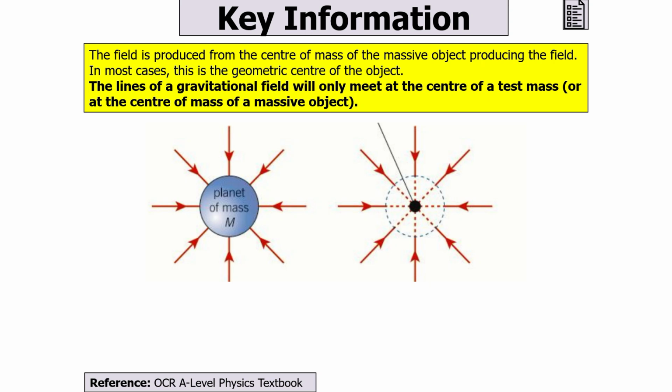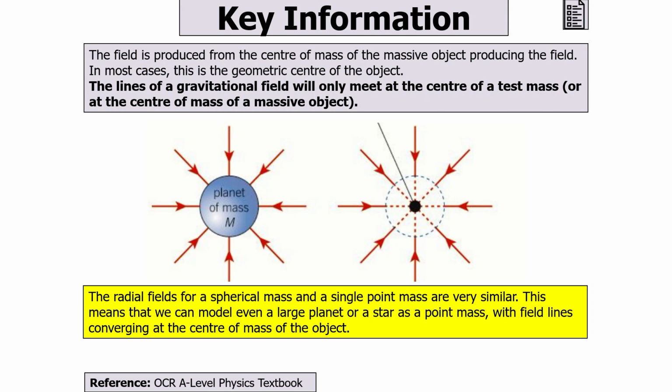The lines of a gravitational field will only meet at the centre of a test mass or at the centre of mass of a massive object. Now as you can see in this diagram, the radial fields for a spherical mass and a single point mass are very similar. This means we can model even a large planet or star as a point mass with field lines converging at the centre of mass of the object.